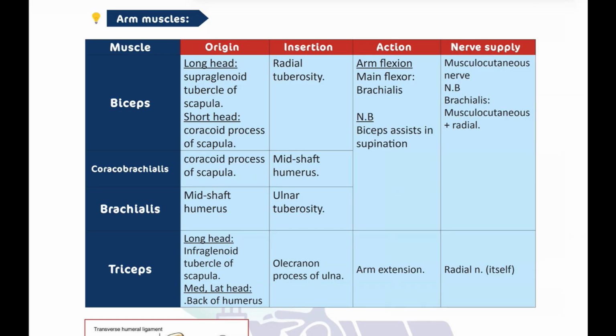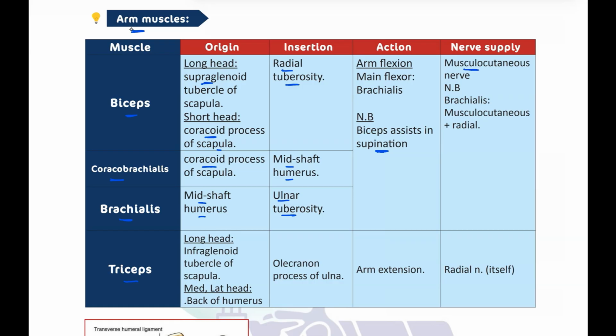So now we have the arm muscles. So first of all, we have the biceps. It has two heads. The long head arises from the supraglenoid tubercle and the short head from the coracoid process of the scapula. It inserts on the radial tuberosity, and its action, it is the main flexor. Apart from being the main flexor, it also assists in supination as well. Now, coracobrachialis arises from the coracoid process and inserts on the midshaft humerus, and brachialis arises from the midshaft humerus and inserts on the ulnar tuberosity. Now, these are all supplied by the musculocutaneous nerve.